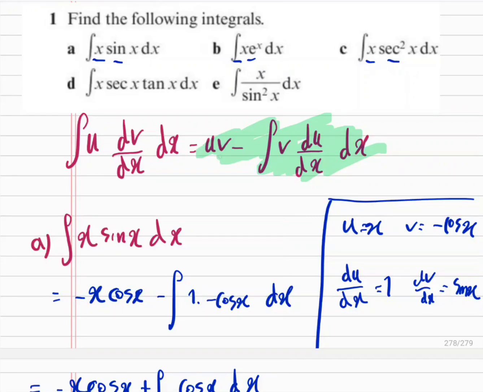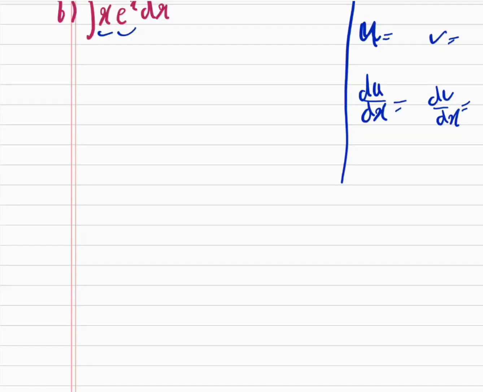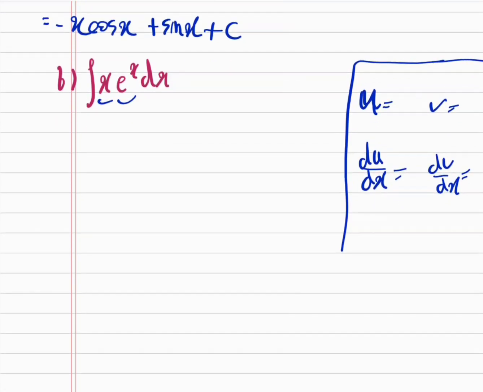Once we have made the choices, we can substitute into the formula and then integrate as usual. The formula is u times v minus the integral of v times du/dx dx. So let's take u to be equal to x, and dv/dx is e to the x. We differentiate u with respect to x, and that gives us just 1.